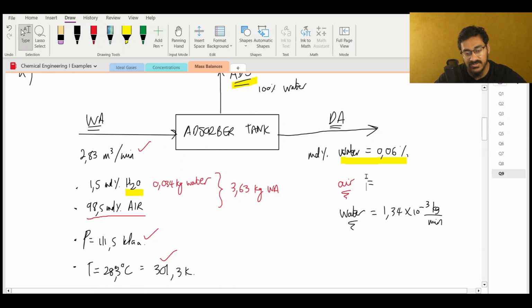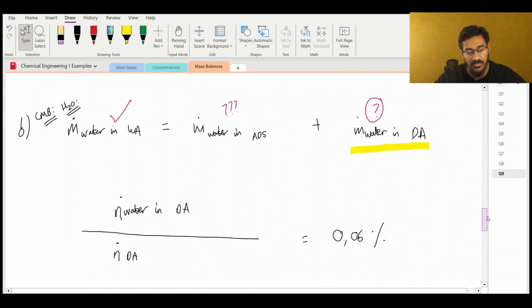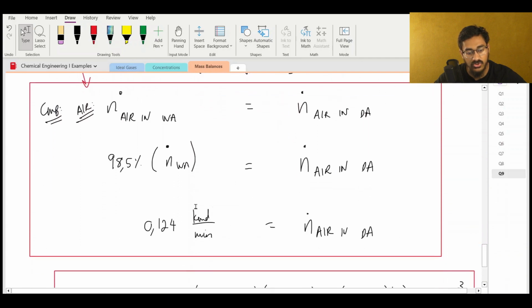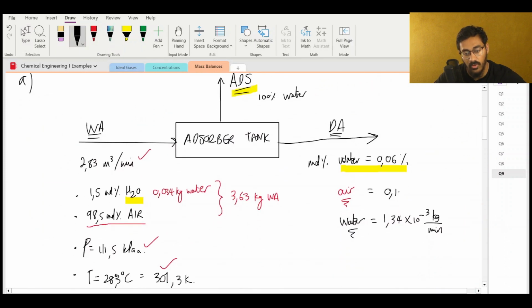The airflow rate is equal to the number of moles that I calculated previously. How much air is in this mixture? We worked it out here. It was 0.124 kilomoles per minute. Okay, so now I know how much air and how much water is in the dry air stream. And then I can also work out how much air is in the wet air stream.